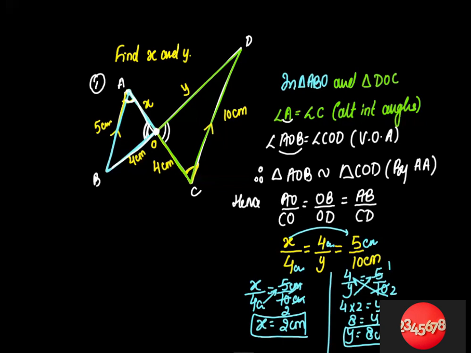If the value of x comes out to be 2, will it not be proportional? No, it will be proportional. Let's put it here. What values have you got? Let's put the values. At the end, you are getting 5 by 10. That's coming 1 by 2.